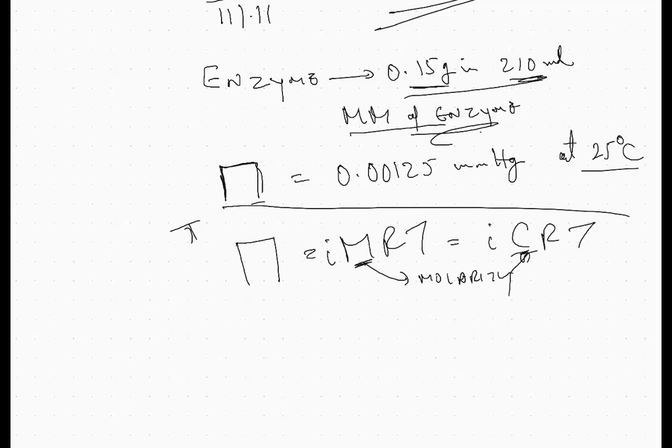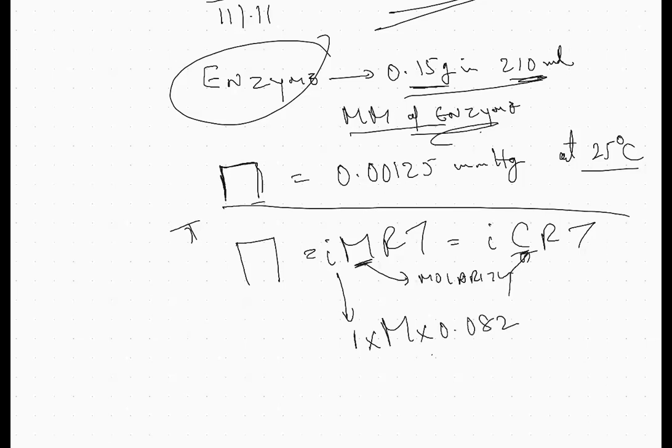M we don't know. R we know: because we are using millimeter mercury, we can use 0.082. Go back and think about the gases we did. This is a standard, you can write it down. You should have a periodic table with all the information, and on its sides all these equations. Then when you do questions it's easy, and eventually you remember them. Temperature is 25 plus 273 to make it Kelvin, so I have 298.